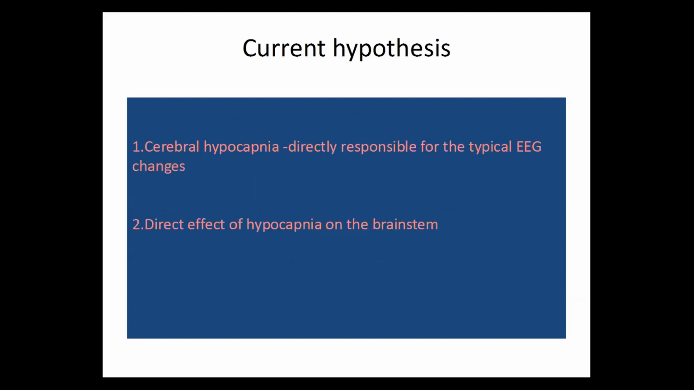So the cerebral hypocapnia is directly responsible for the typical EEG changes, and there is also the direct effect of the hypocapnia on the brainstem. So if you're asked to point out the most important change which brings on the EEG abnormality, it is hypocapnia.